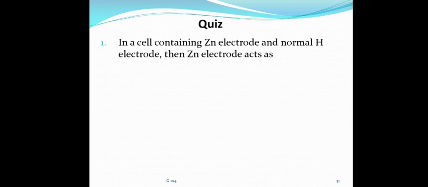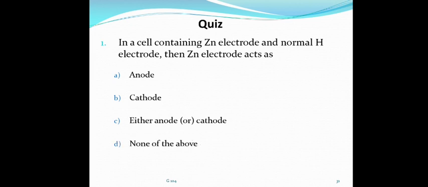So that is about the topics of today's session. Shall we go to the quiz? In a cell containing zinc electrode and normal hydrogen electrode, the zinc electrode acts as anode, cathode, either anode or cathode, or none of the above. In the presence of hydrogen, hydrogen's electrode potential is 0 and zinc electrode potential is minus 0.76. Definitely when it is connected to the hydrogen electrode, it acts as an anode, because its electrode potential is less than that of hydrogen. So the right answer is anode.